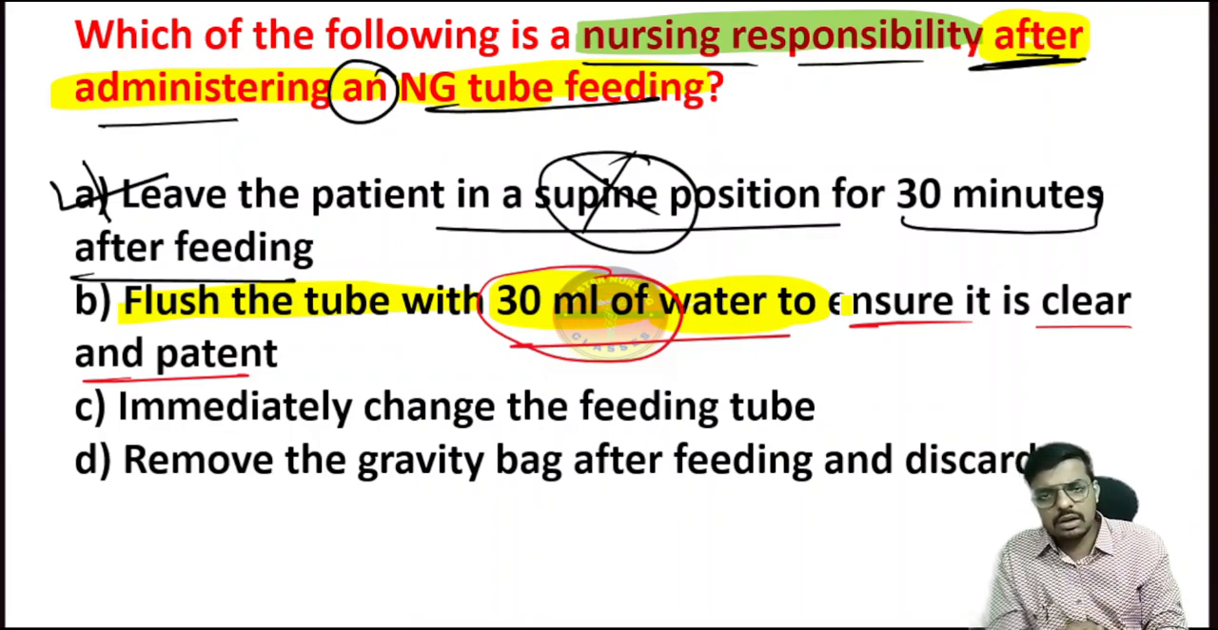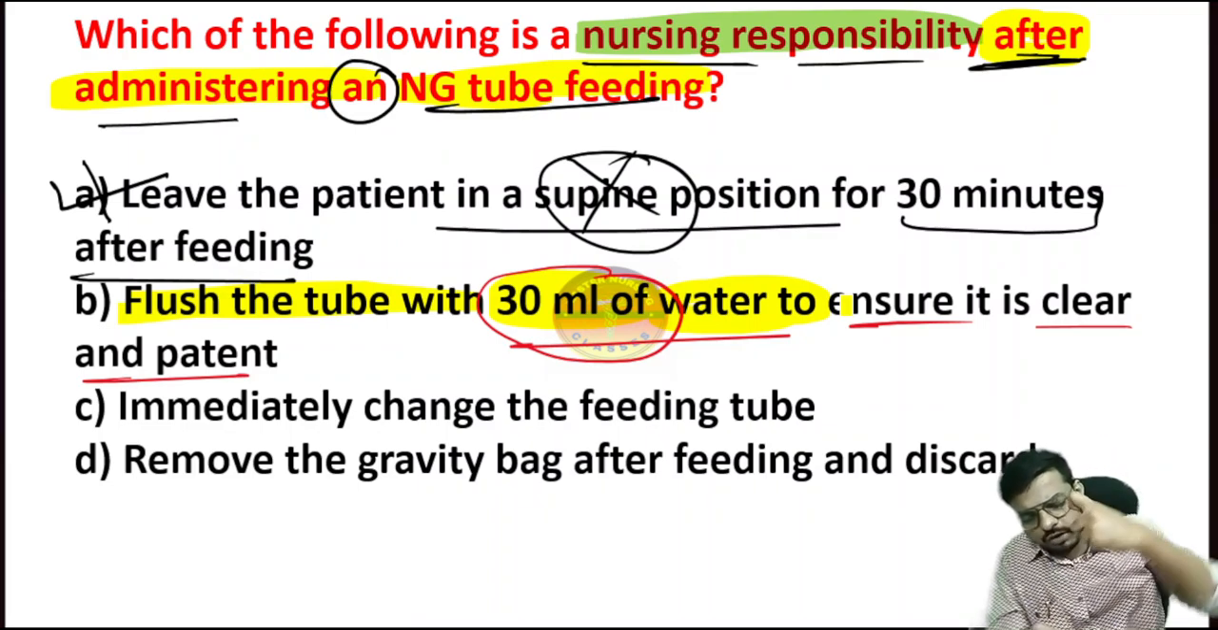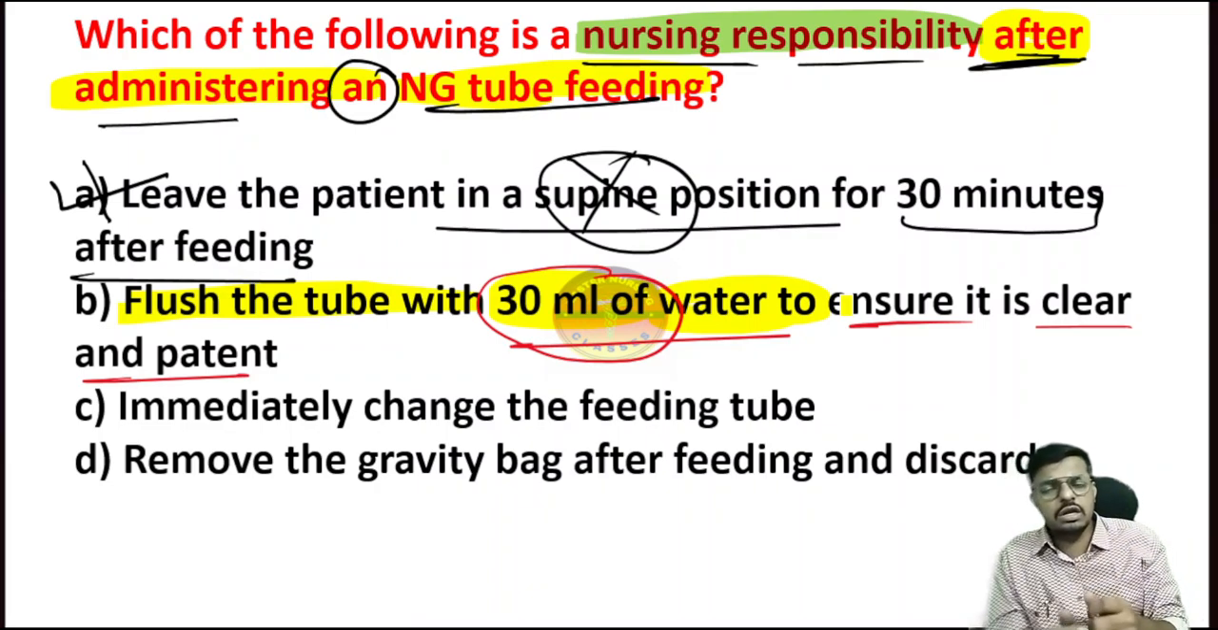One more thing: if the NG tube is blocked, we have to remove the entire NG tube and reinsert it. Why? Because we can't give a pressure flush, as the tube may rupture. So it's very important. In order to prevent crystallization of the food content in the NG tube, every time after giving the feeding, we have to give the flush.